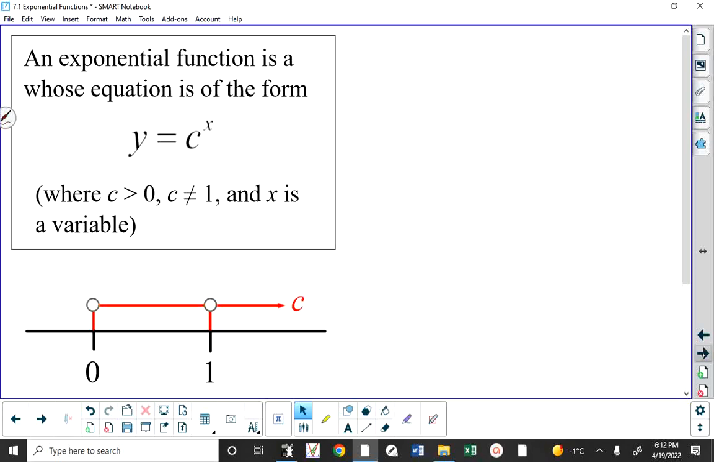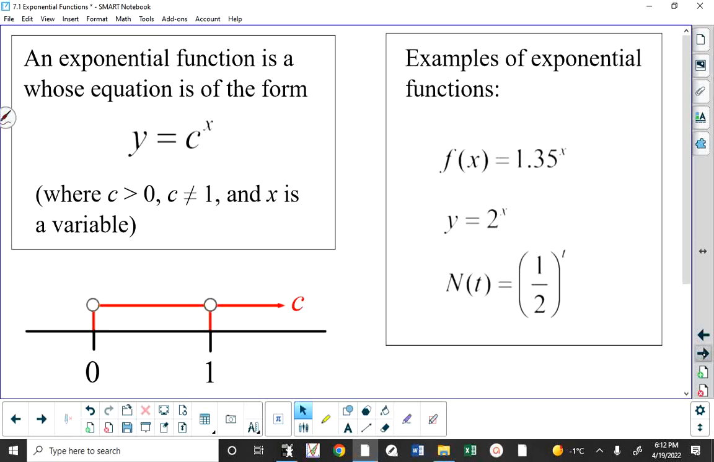A few examples of exponential functions: f(x) = 1.35^x. That's like saying y = 1.35^x. y = 2^x. N(t) = (1/2)^t.